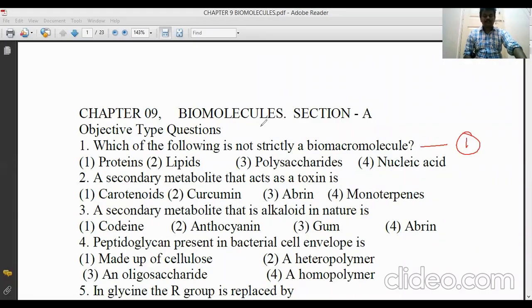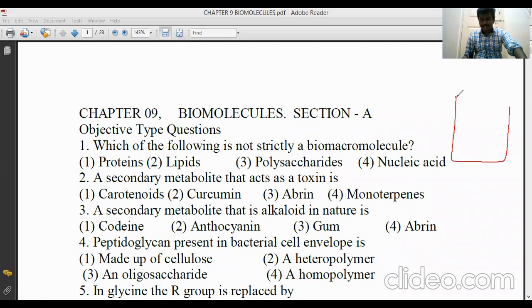Okay, students, welcome to the next session, that is NCERT First PUC Syllabus Biomolecules Chapter 9. In this session, we will discuss a few bits. The first bit: which of the following is not strictly a biomacromolecule? Proteins, lipids, polysaccharides, and nucleic acids. Of these, which is not strictly a biomacromolecule?